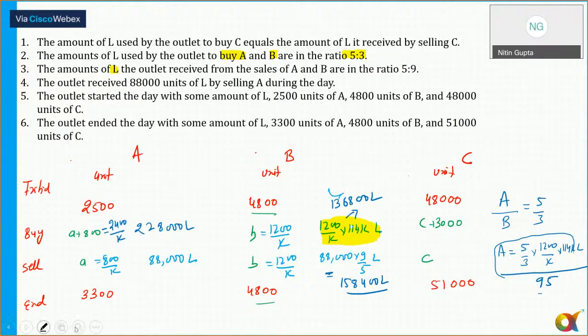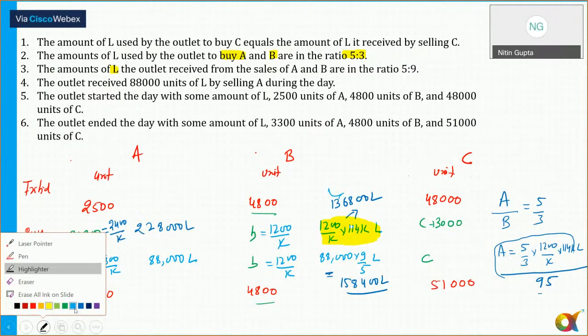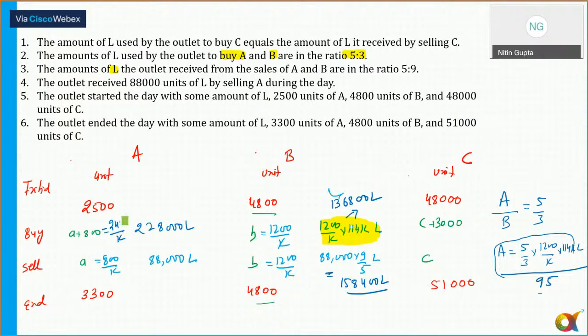And also one more thing. Now I'm going to highlight here. Just pay attention that the difference between these two values is equal to how much? That is 800. So if the difference between these two values is equal to 800, equate it here. The difference means 2400 by K minus 800 by K, and the difference was also equal to 800.